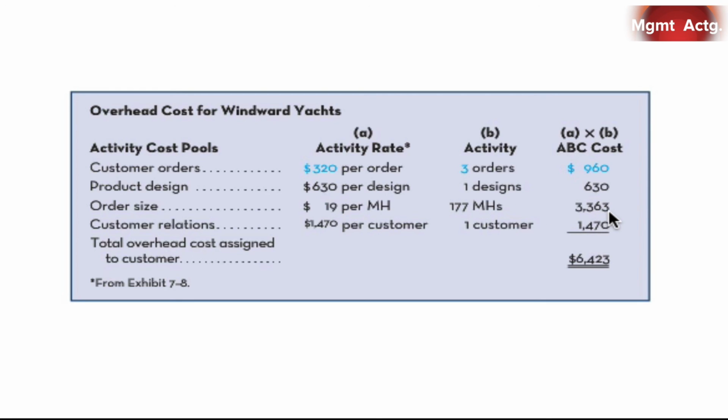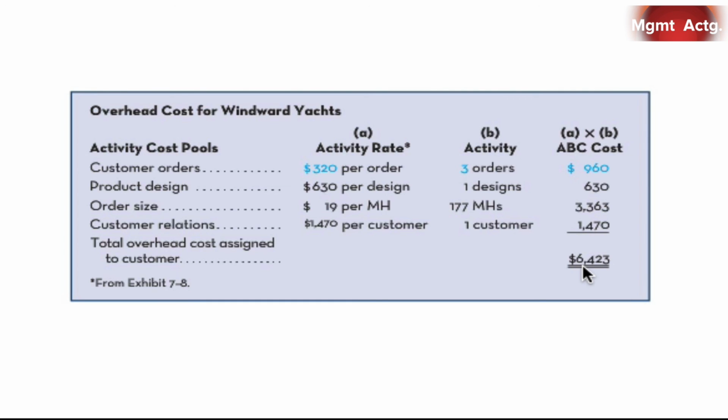So there's the cost for machine hour for unit level costs. And $1470 just for being a customer. That's the overhead that the company thinks it costs to maintain 1 customer for the year. So the overhead costs applied to this customer were $6,423.